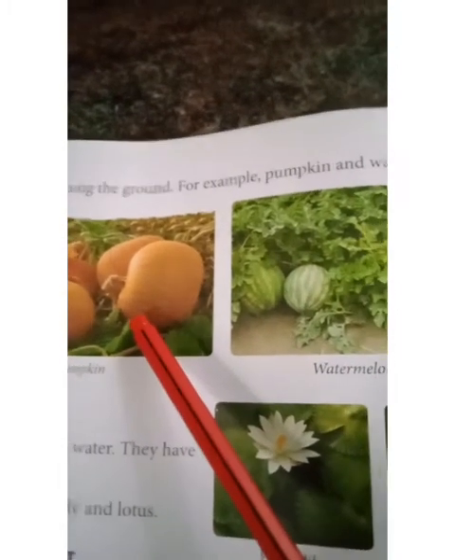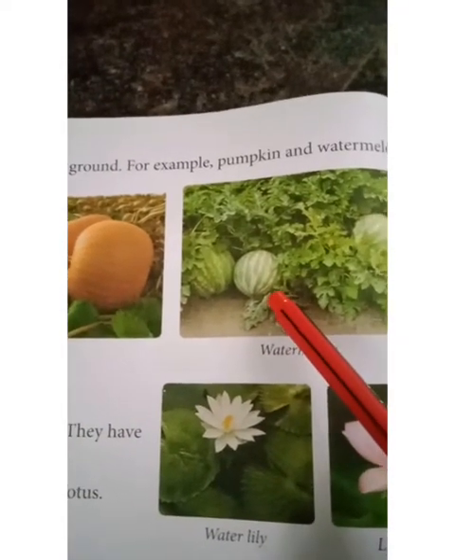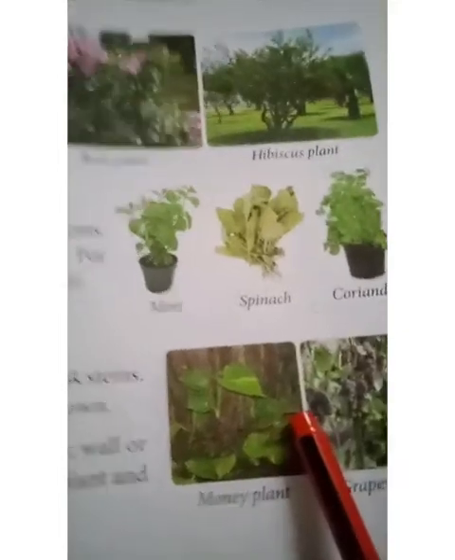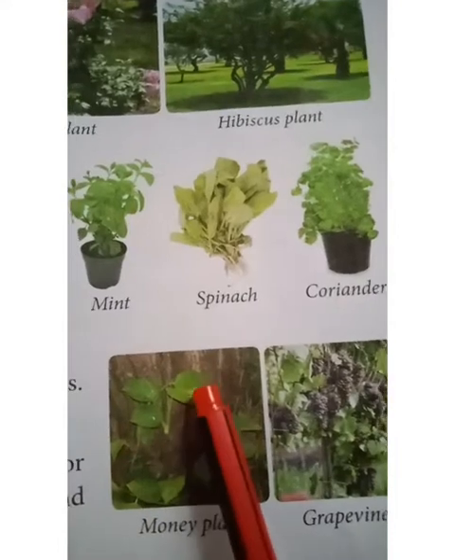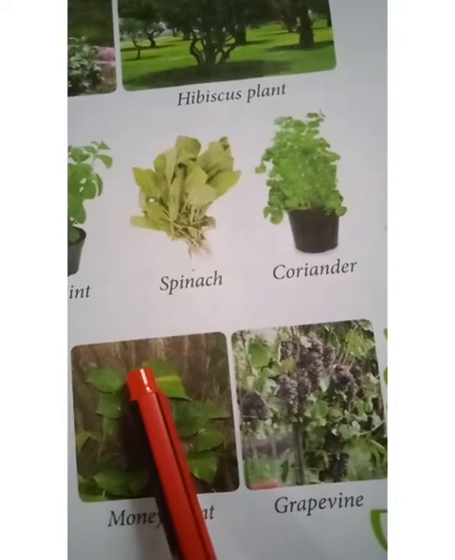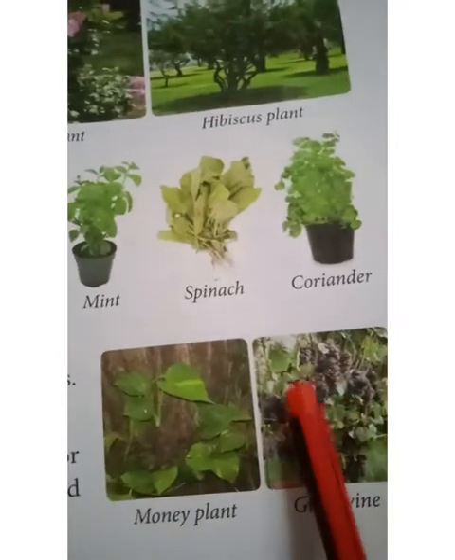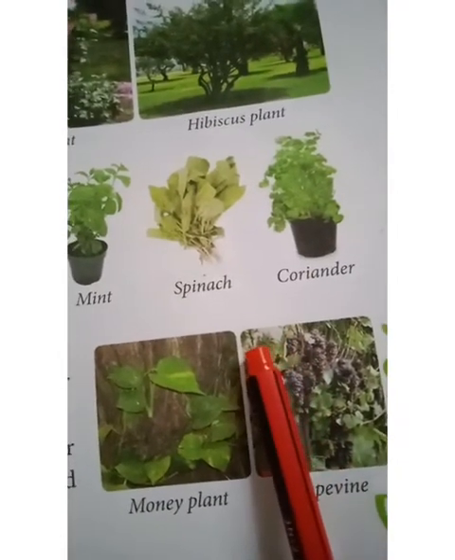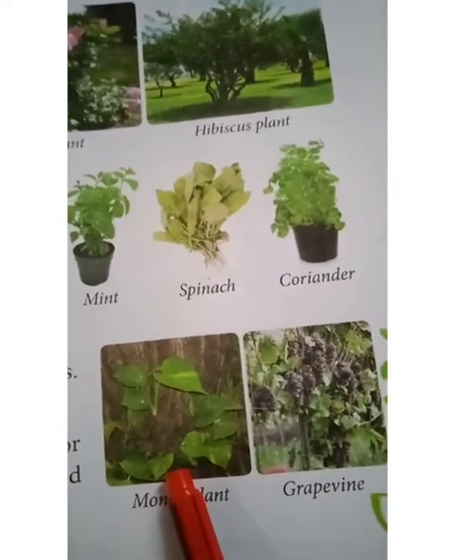For example, pumpkin and watermelon. Some plants grow upwards using other plants and walls for support. That is called climbers. For example, grapevine and money plant.